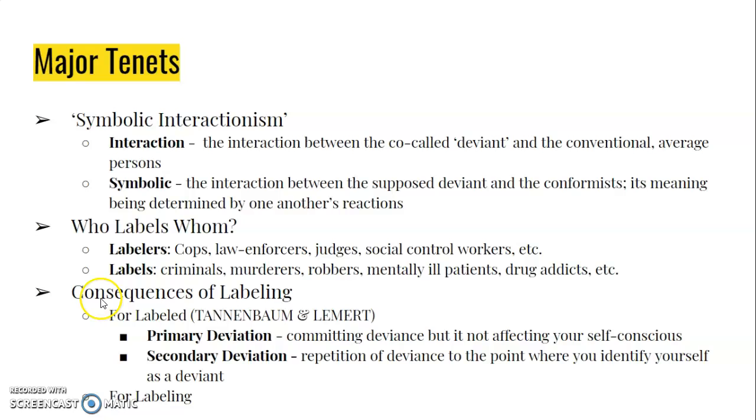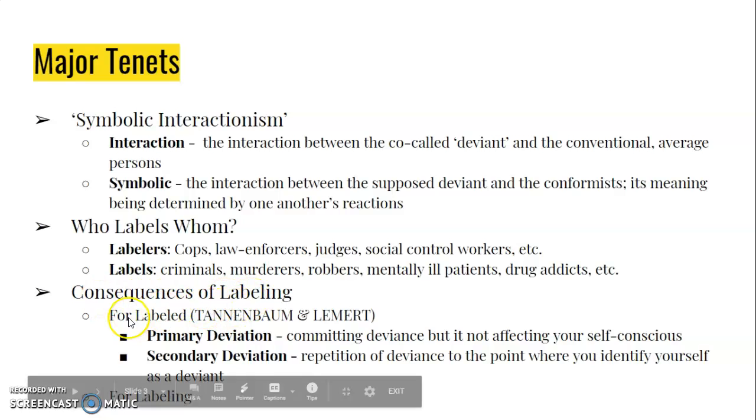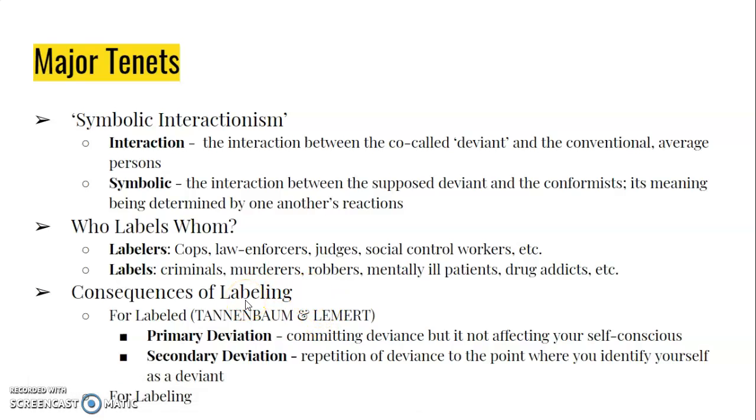Another tenet is the consequences of labeling. For the labeled, our authors here broke down what the consequences of being labeled are. One of the consequences would be for a child. A child who is labeled once as deviant, just this interaction alone, could possibly interfere with their further development later on in their life. Just once being called a deviant, they could see themselves as deviant, and that would then change their view and their decisions from that point on.